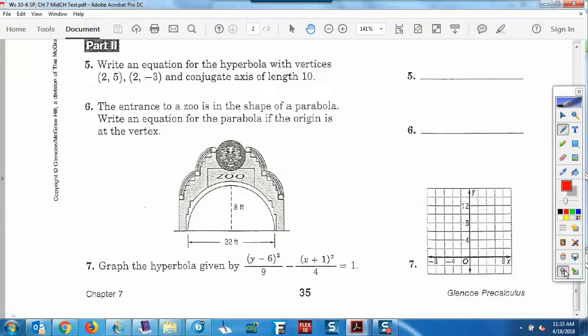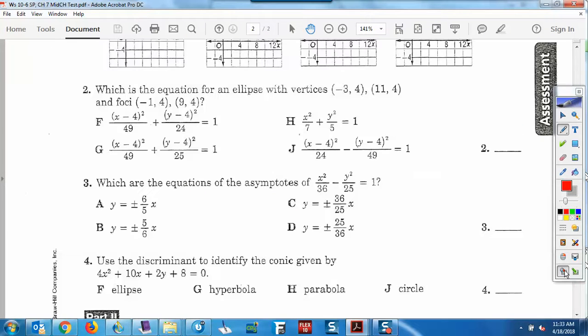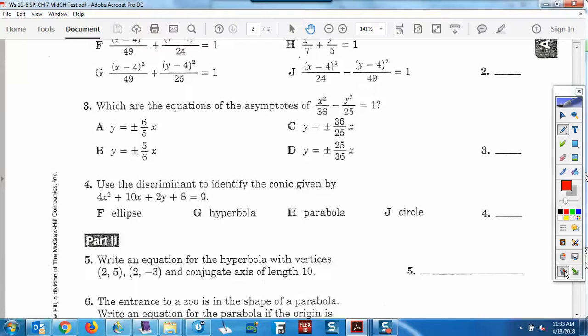Okay? Anything else? And remember, if it ever says use the discriminant, just ignore that part of it and just identify what it is. We're not messing around with it. I mean, you just don't need it, right, guy? I mean, that's a problem.